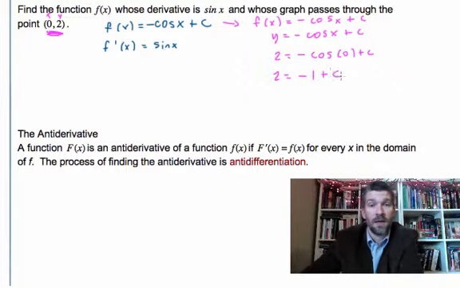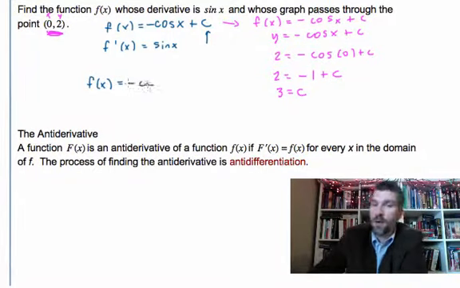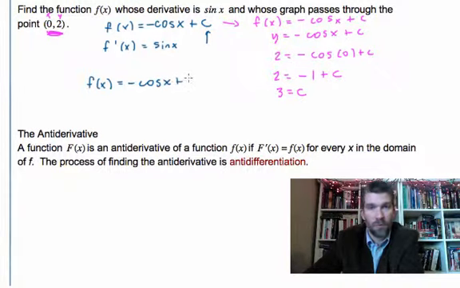The cosine of 0 is 1, so I'm putting a negative in front of that. That's negative 1, and then the y value is 2. So I have 2 equals negative 1 plus c. When I do that, I end up with c being equal to 3. So this gives me my original function, negative cosine x plus 3. Okay, that's how it works. Pretty cool. And don't forget plus c. That plus c part is key to the whole situation.